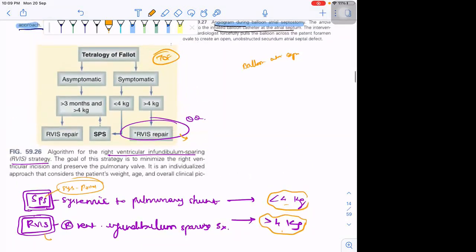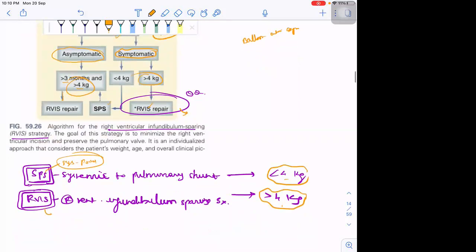So just see, when the patient has tetralogy of Fallot and is symptomatic, after symptomatic you always have to see the weight. Weight is very important for pediatric patients. If the weight is more than 4 kilograms, then we can directly go for RVIS. If it is less than 4, then we consider the SPS. Even if asymptomatic, you also consider weight. If it is more than 3 months and more than 4 kilograms, then you go for RVIS. For the rest, you go for the systemic pulmonary shunt.